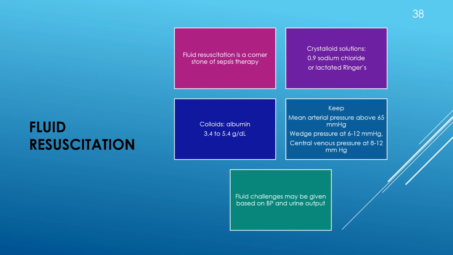because you want to maintain a value anywhere from 3.4 to 5.4. You also want to do this to maintain mean arterial pressures above 65 millimeters of mercury. You also want to maintain your wedge pressures between 6 and 12 and your CVP pressures between 8 and 12. The whole purpose of fluid resuscitation is to keep your hemodynamics in order. And you may want to give a fluid challenge to these patients based upon their blood pressure and urine output. So these are some of the key points you need to understand about fluid resuscitation.